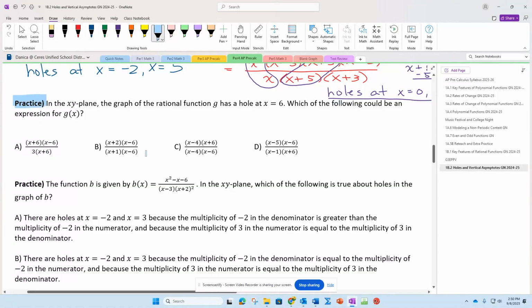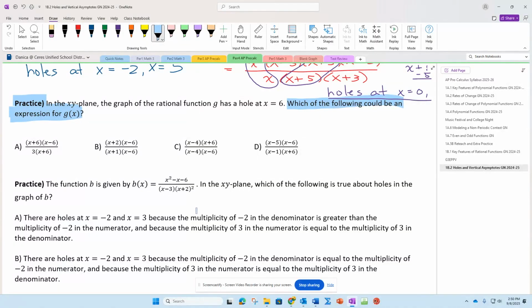And so with practice problems, I would like you to pause the video, try them, come up with an answer, and then start the video again so that you can see what the solution should be. So here in the xy plane, the graph of a rational function g has a hole at x equals 6. We want to know which of the following could be an expression for g of x. All right, pausing here would be good.